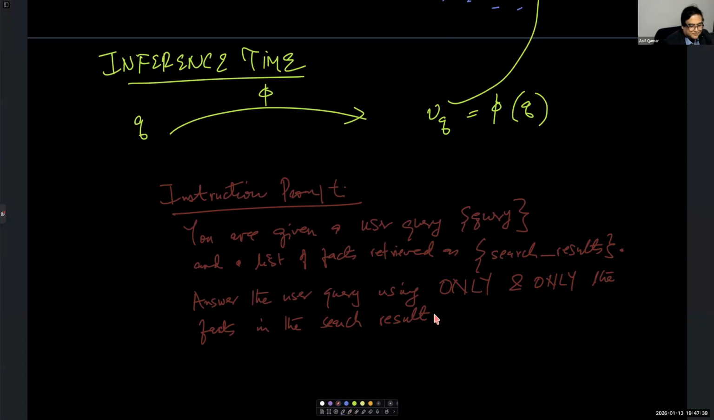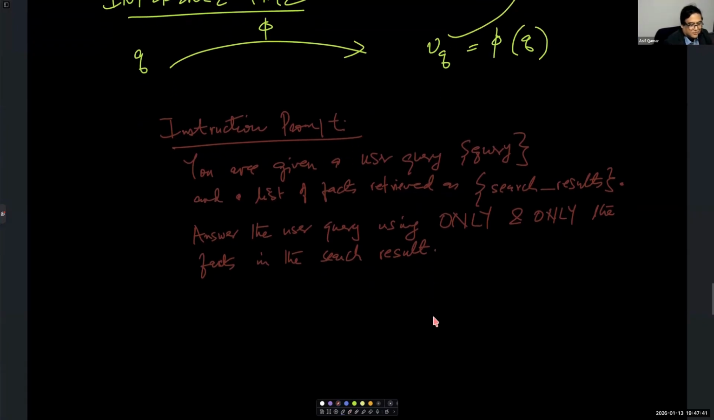Then in the prompt, you give a placeholder for query, search result. So now to the LLM, what are you giving? You are giving it the instruction prompt and you're giving it the user query. And let me put the word user just to be clear. And you're giving it the search result as one giant text input.